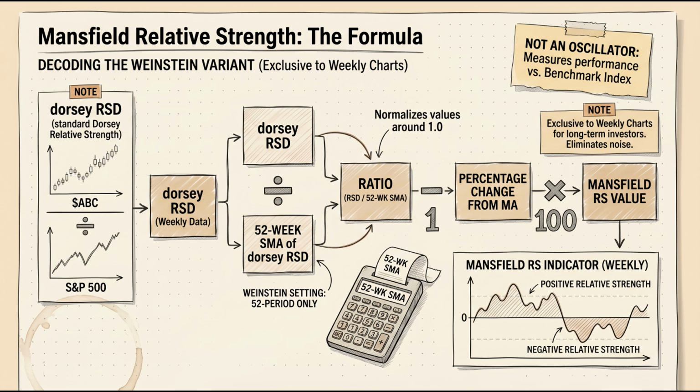The formula is Mansfield RS equals the quantity of the stock price divided by the index price, divided by the 52-week moving average of that same ratio, minus 1, all multiplied by 100. The result is an oscillator centered on zero. Weinstein applied this exclusively on weekly charts with a 52-period setting.